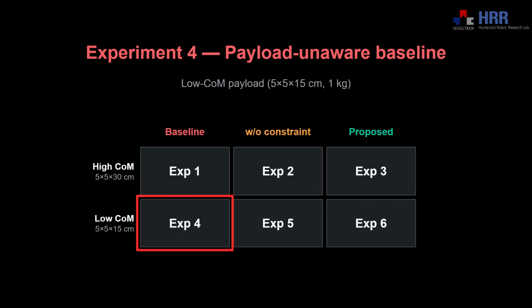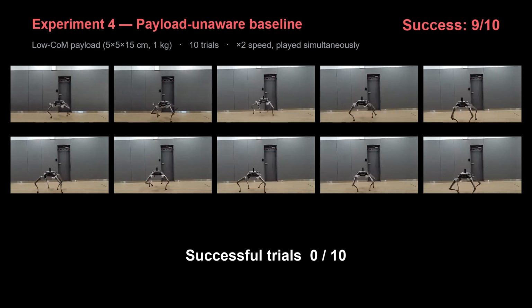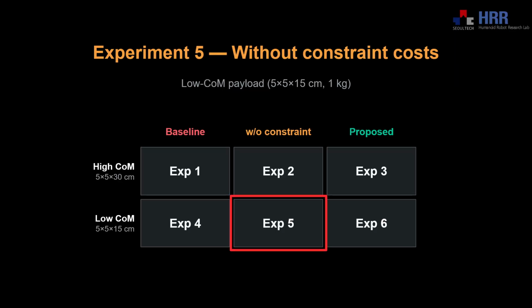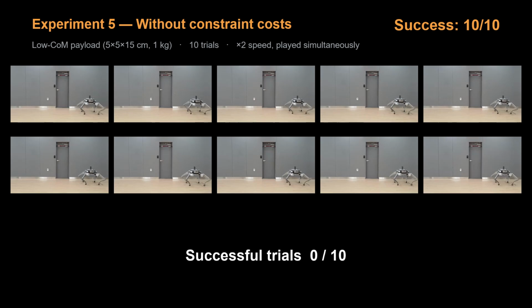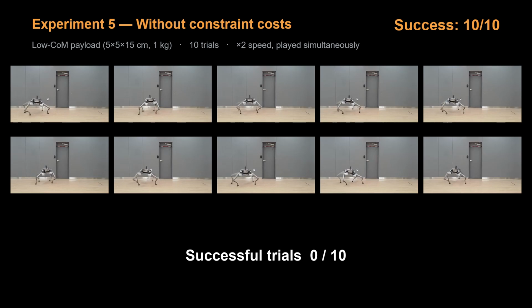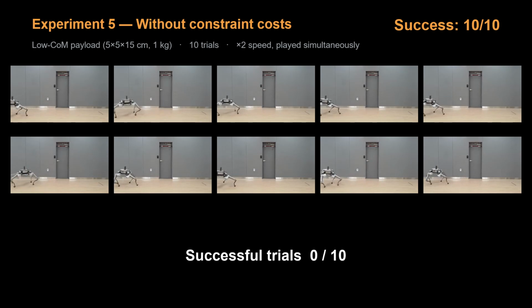Experiments 4 to 6 use the low center of mass payload, starting with the baseline. With the lower center of mass, even the baseline succeeds in 9 of 10 trials. Experiment 5 removes the constraint, again with the low payload. The policy without the constraint cost also succeeded 10 times. With a low center of mass, the payload does not tip easily, so the policies are indistinguishable.